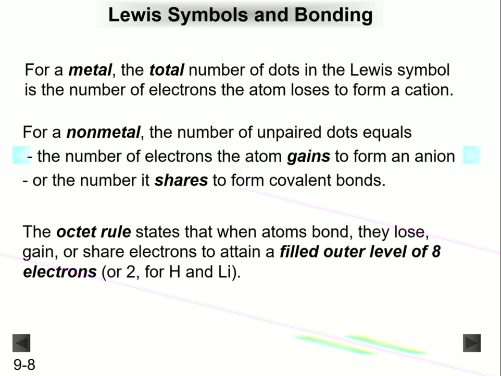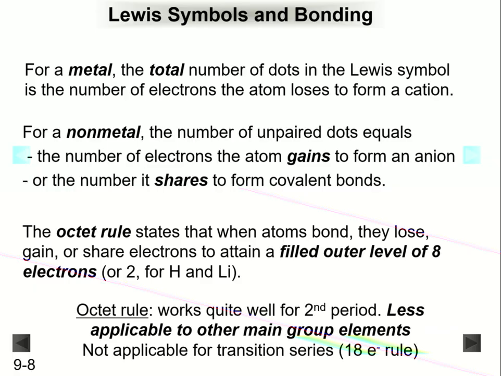Now we have something called the octet rule, and if you've had high school chemistry, you may have heard this before. The octet rule states that when atoms bond, they lose, gain, or share electrons to attain a filled outer level of 8 electrons, or 2 for hydrogen and lithium. The octet rule is really great for organic chemistry. It pretty well holds for every organic compound, and there are literally tens of millions of known organic compounds.